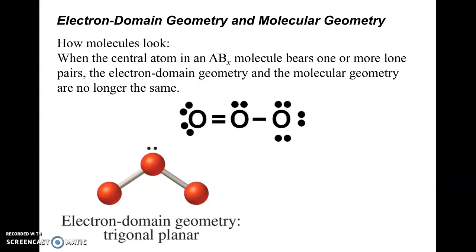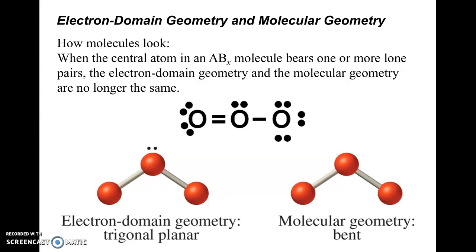So you have 3 electron domains, 2 for the bonds. One of them is a double bond, and then you have to have a place or space for that lone pair of electrons. And so that's a trigonal planar arrangement when you look at the electron domains. But when you just look at the atoms and you can't see that lone pair of electrons on the top, the atoms are bent.